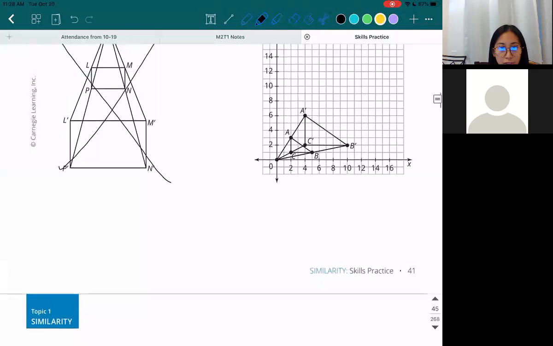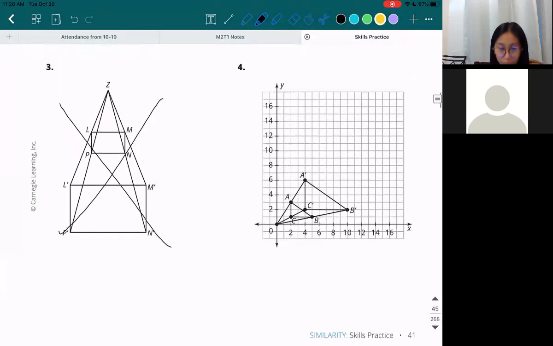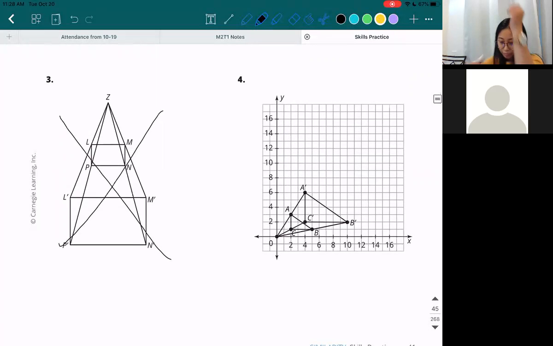Ready? Sorry, it was lagging a little bit.